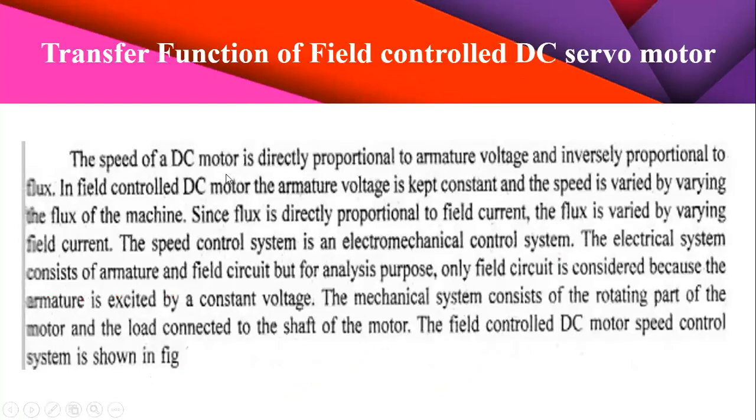So the speed of a DC motor is directly proportional to the armature voltage and inversely proportional to the flux. This can be achieved from the EMF equation. And torque is directly proportional to IA, and torque is directly proportional to IA square.